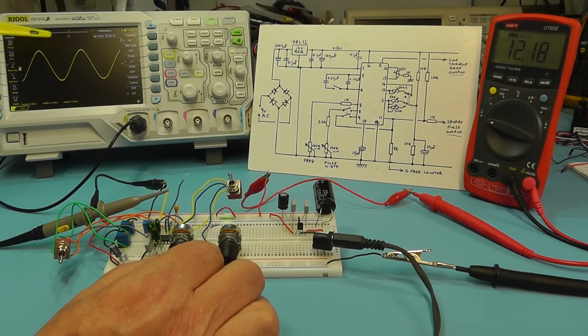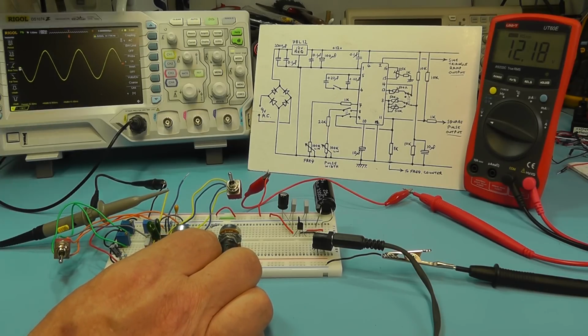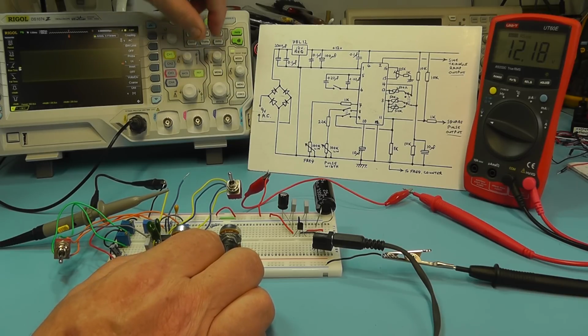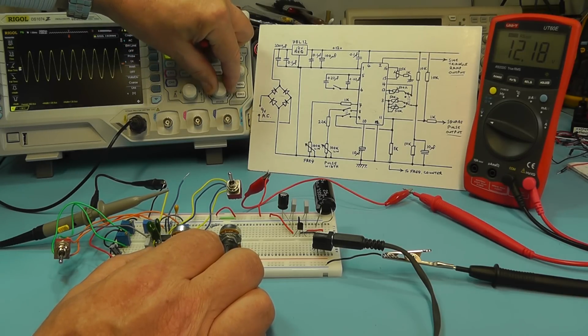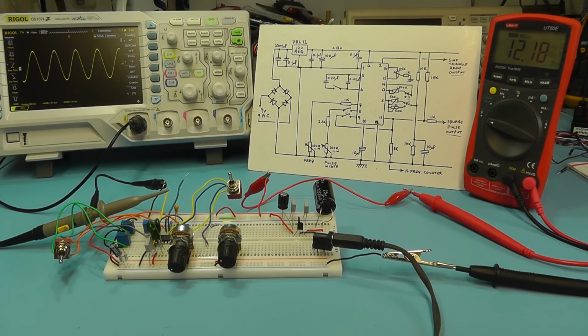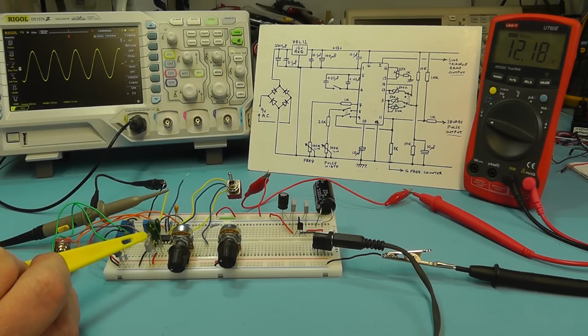So at the lowest frequency there, it's going down to just below 40 hertz, and the maximum frequency again is, step it up, is about just over 3.8 kilohertz. So that's with both the timing capacitors in there at the moment.